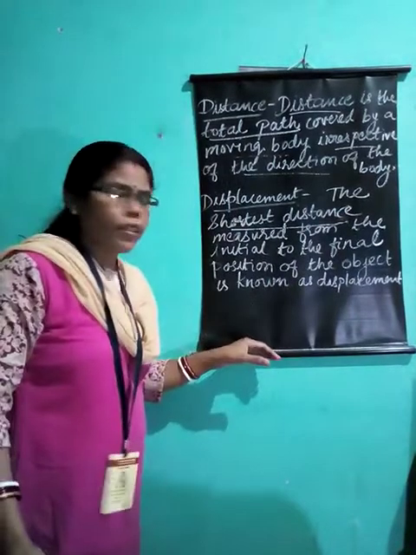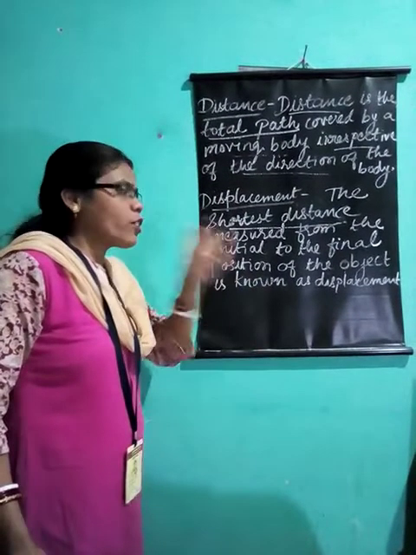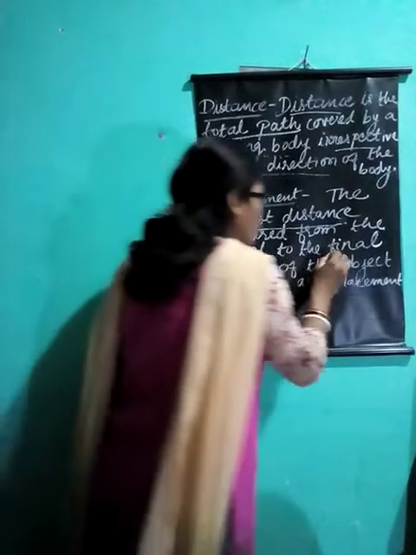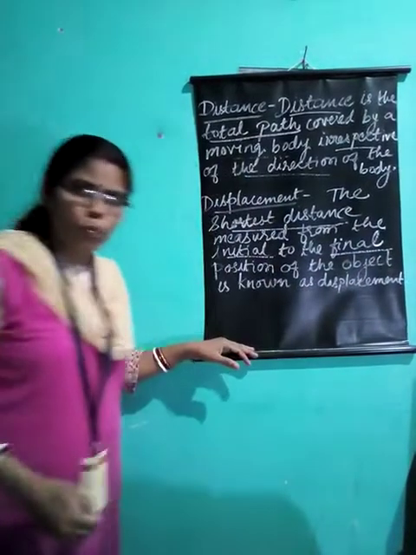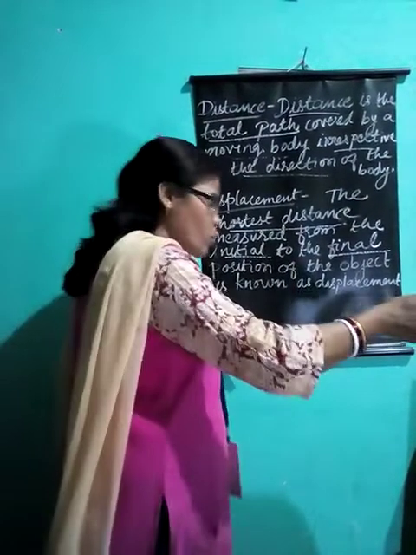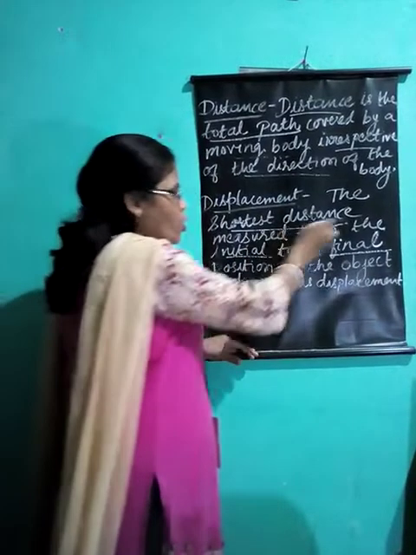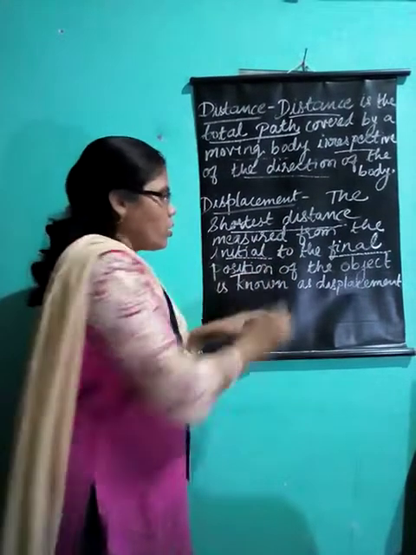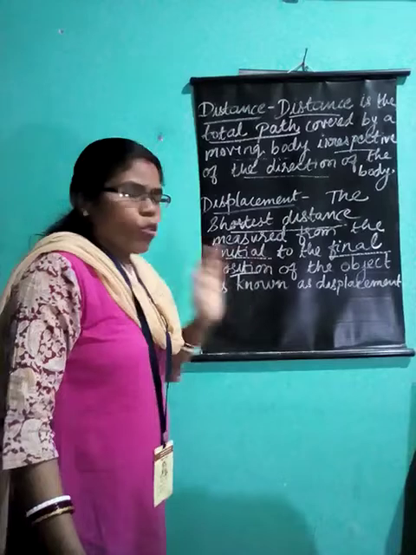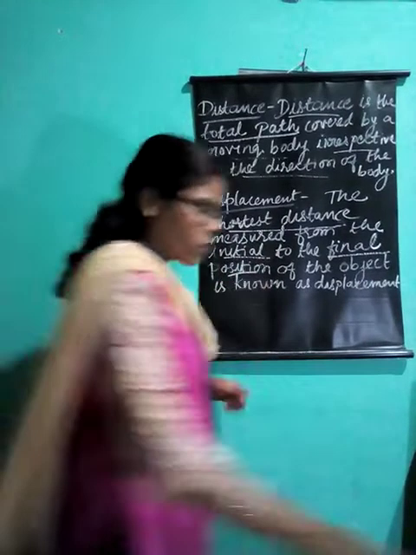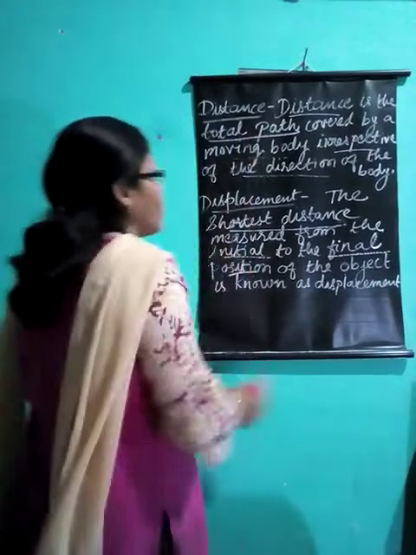It is the shortest distance or shortest path measured from initial to the final position. When you see the change in position from reference point, you have initial position and final position. So, the shortest distance from initial to final position of the object is known as displacement. Now, to understand this more clearly, let us see this with an example.